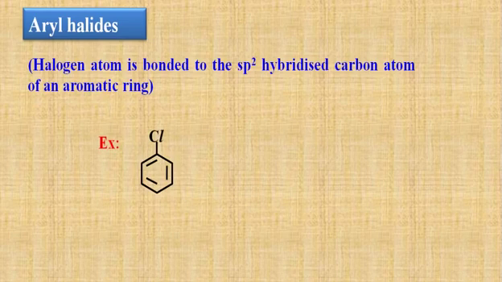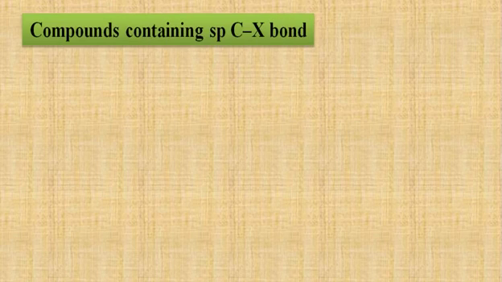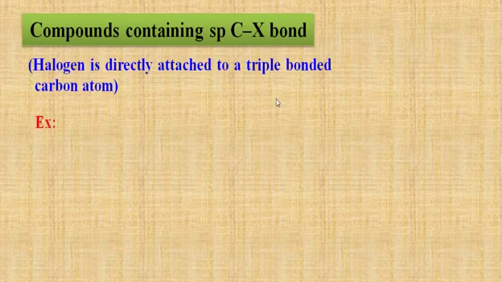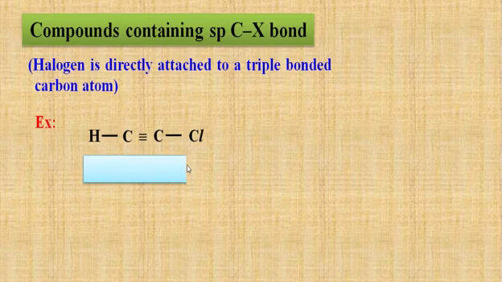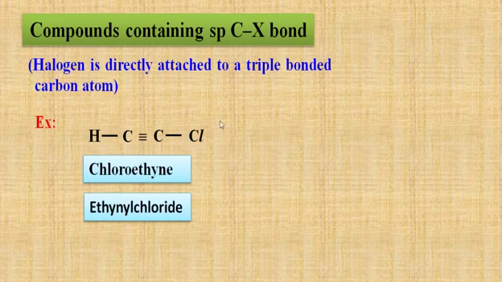Then in case of aryl halides, halogen atom is bonded to the sp2 hybridized carbon atom of an aromatic ring, for example chlorobenzene. Then we have the third class of compounds containing sp hybridized carbon-halogen bond. Here halogen is directly attached to a triply bonded carbon atom, for example ethynyl chloride or chloroethyne. Here you can see chlorine is attached to sp hybridized carbon atom.